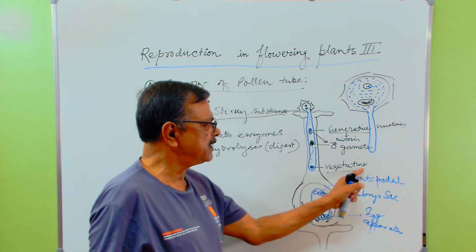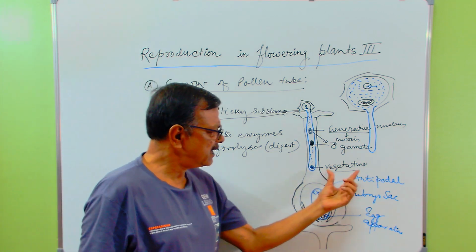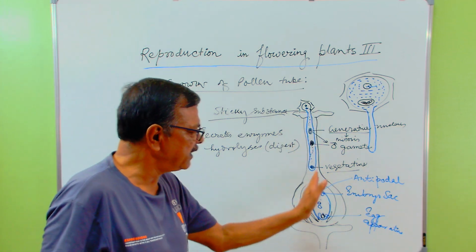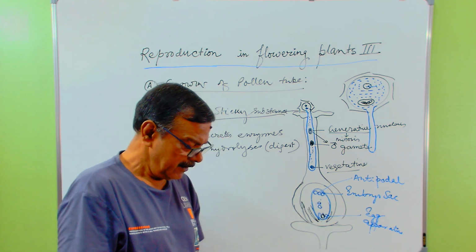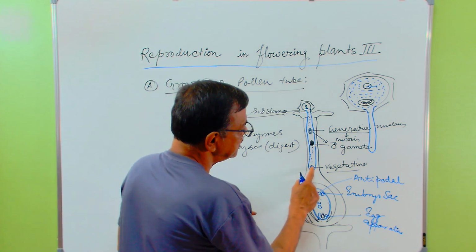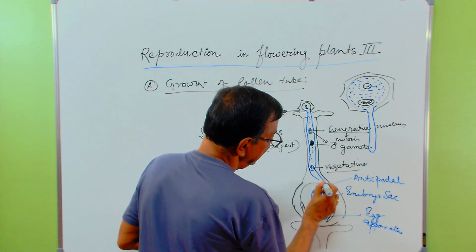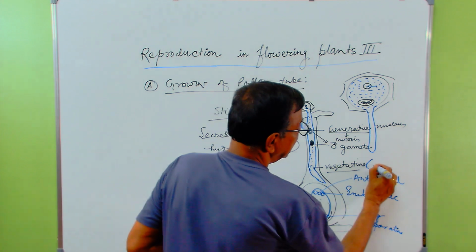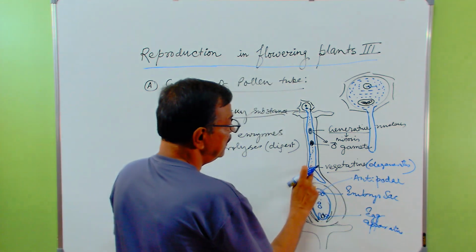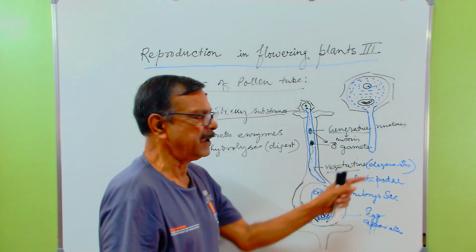What is the fate of this vegetative nucleus? It is seen that the vegetative nucleus is of no importance after it penetrates the wall. And since it is a rudimentary one, it degenerates. Vegetative nucleus degenerates. I am writing here: D-E-G-E-N-E-R-A-T-E-S. The vegetative nucleus, being rudimentary or vestigial, disappears.